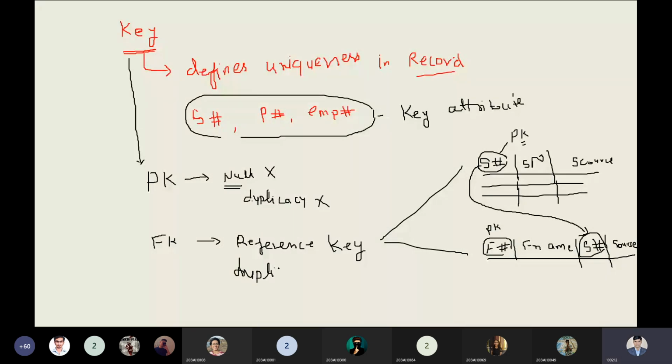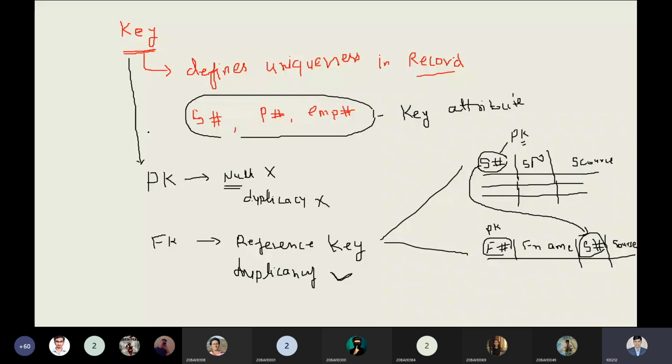Duplicacy is acceptable. That is the point. And other than these two keys, we have the super key, we have a candidate key, and we have the other kind of key. I will tell you later on, but these are the two important keys which are coming from the basics of the key. So this is the study of the key.